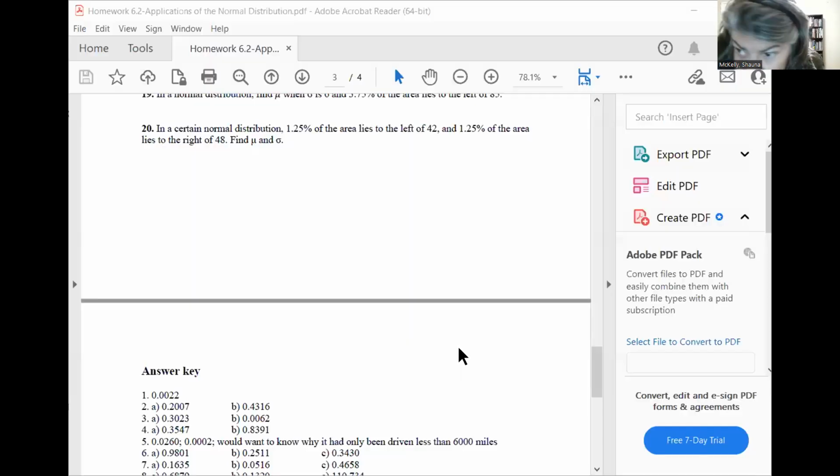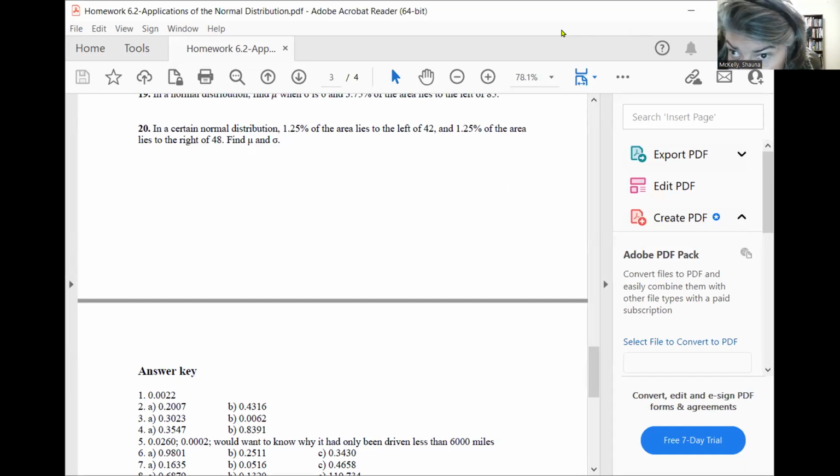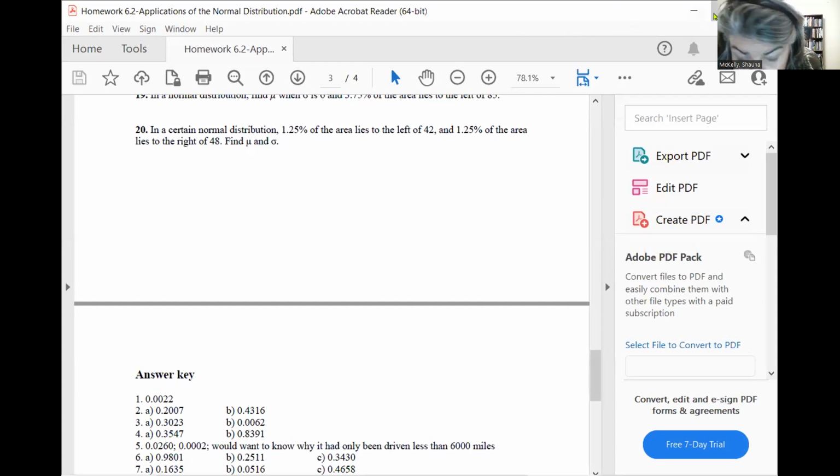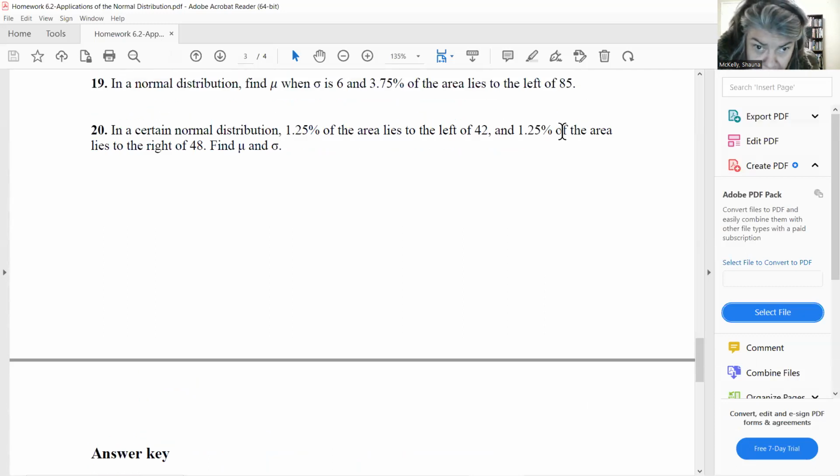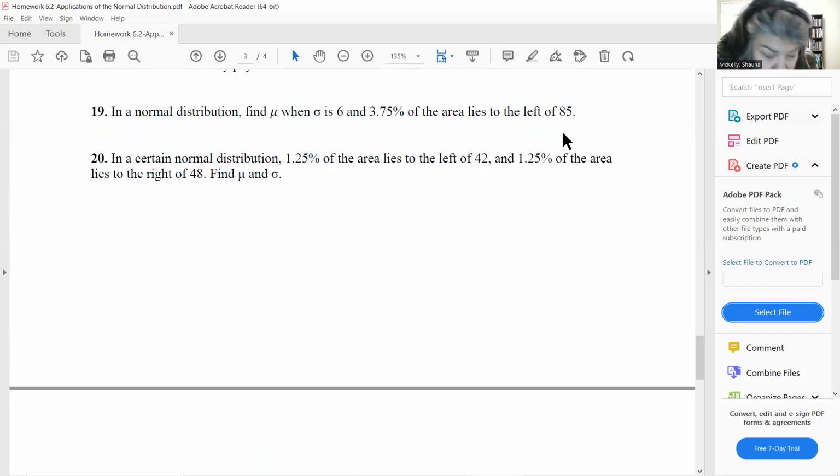So let me, at this point, bring up the homework for you so you can see what I'm talking about. Let me make this larger so we can see it. Okay, so here, let me start with 20. I'm actually going to start with 20 and work backwards. 20 is the one that's more complicated.